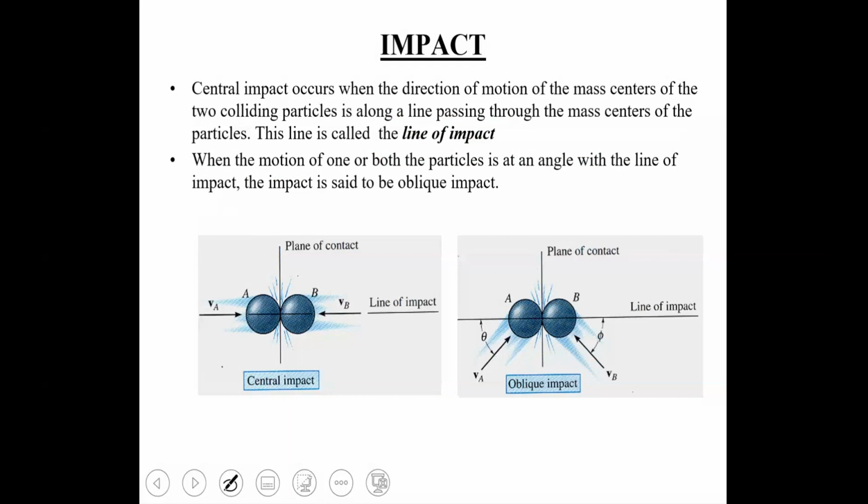Central impact occurs when the direction of motion of the mass centers of the two colliding particles is along a line passing through the mass centers of these two particles. This line is termed as the line of impact. However, when the motion of one or both of these particles is at an angle with respect to that line of impact, the impact is then termed as oblique impact. These are the two figures which show examples of central or oblique impact. Let us discuss these definitions one by one.